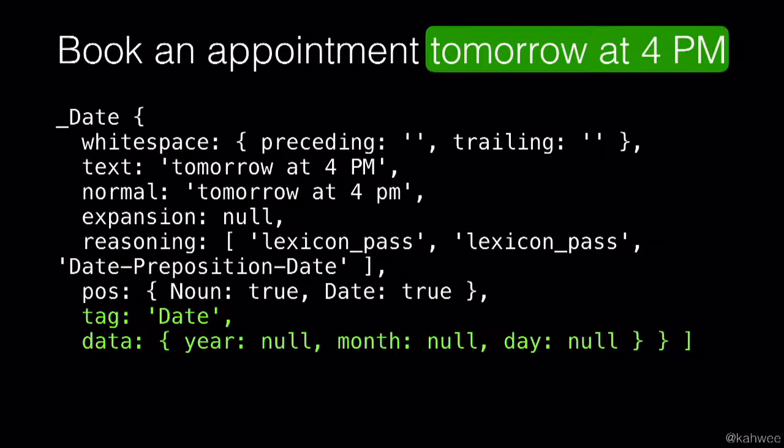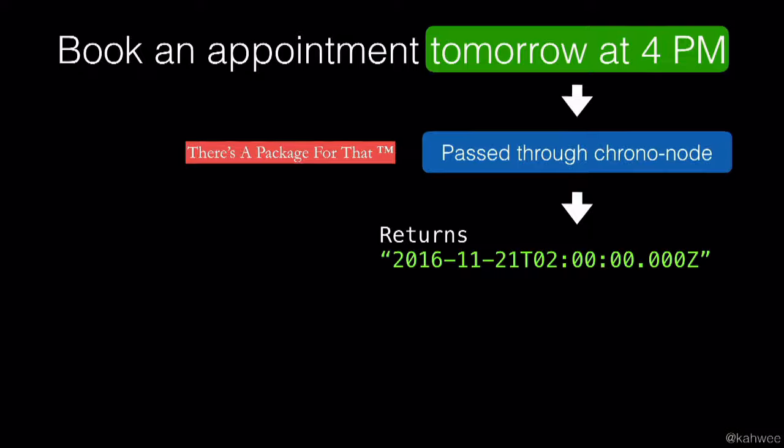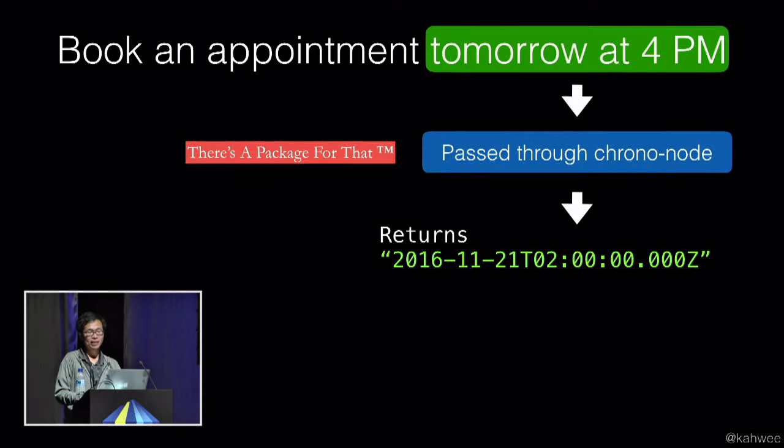In this case, you see that the text is tomorrow at 4 p.m., and the tag is date. Unfortunately, NLP Compromise isn't smart enough to figure out what sort of date, so it couldn't guess the year, the month and the day. But not to worry, we have another package for it. You can pass it through Chrono Node, and you'll be able to receive tomorrow at 4 p.m., and you'll get the date and the time.